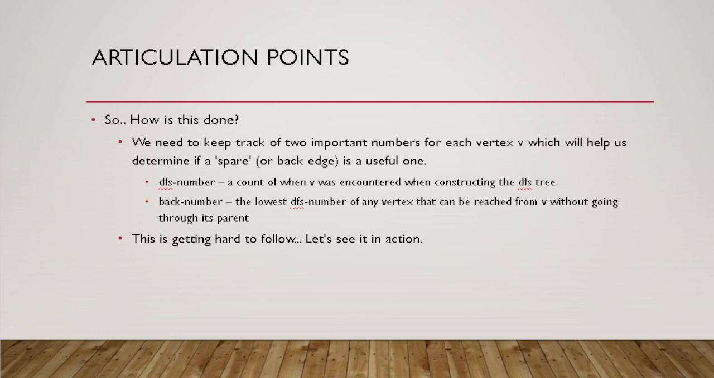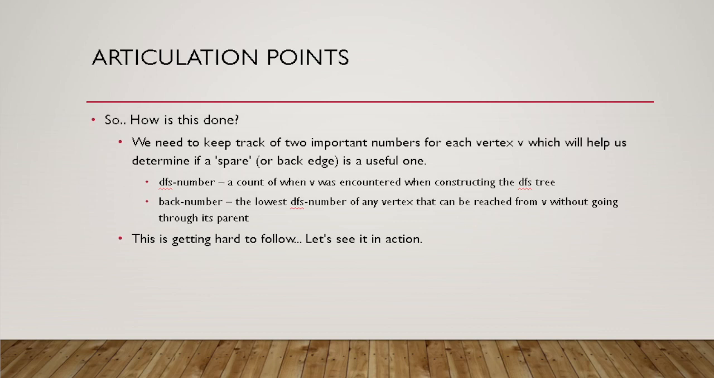In order to do this, we keep track of some properties of any vertex, so that we know if they have a spare that's going to be useful. For every vertex we keep track of its DFS number, which is a count of when that vertex was encountered when we were making the DFS tree. And we keep track of the back number, which is defined as the lowest DFS number of any vertex that can be reached from V without going through its parent. Now if that made no sense, that's okay. I can't even follow it myself.